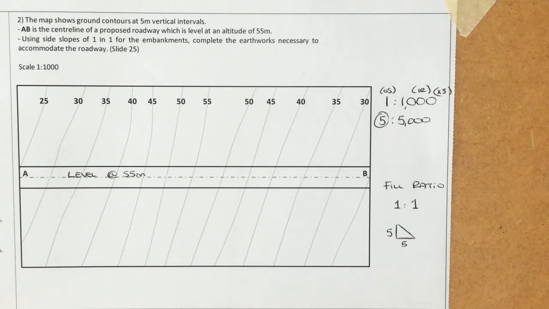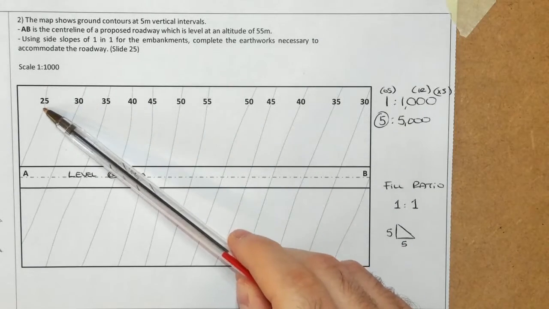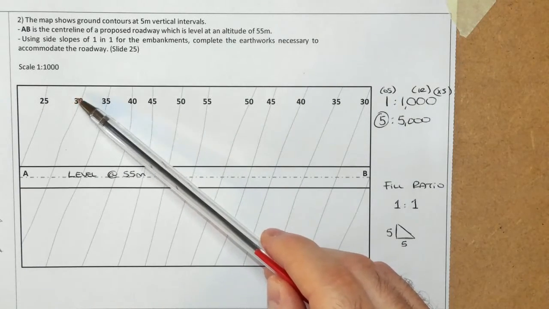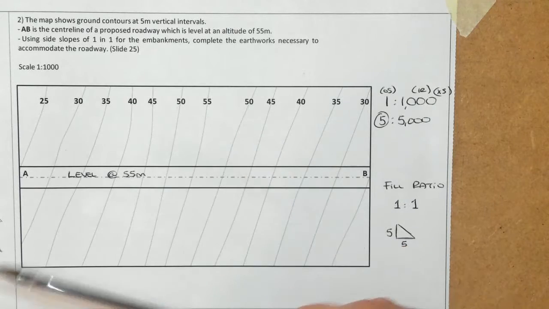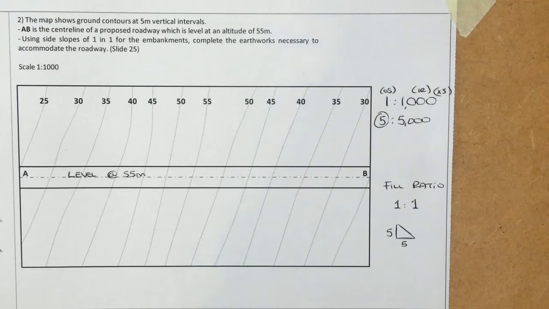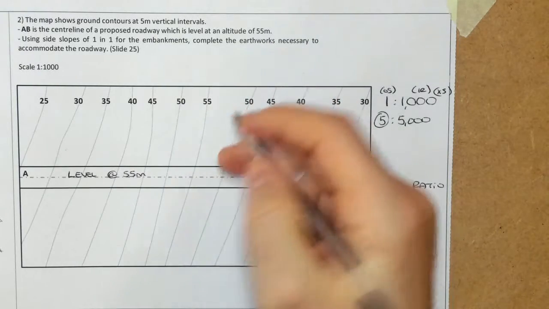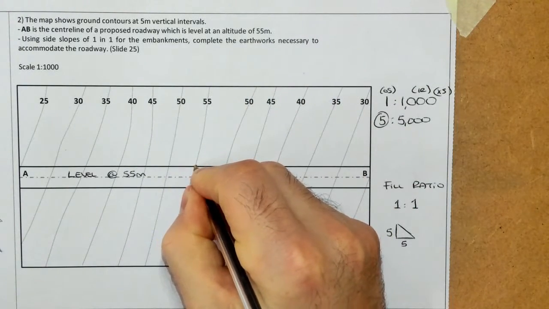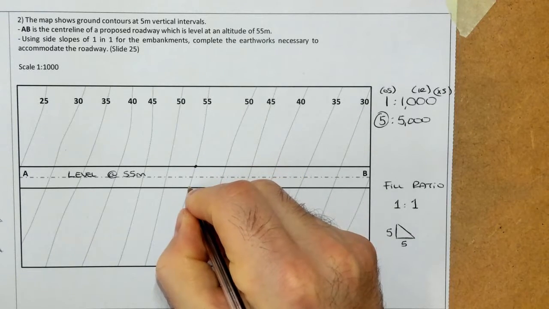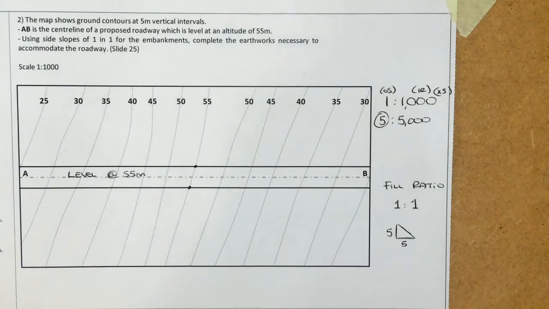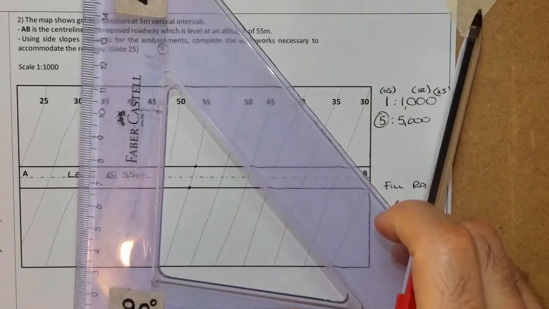So if our road is level at 55, I'm going to look at the land around it, and I can see that the land is all lower. That's why we're doing embankments here, 25, 30, 35, all the way on. First of all, I would always identify if there's anywhere where the road is level with the land, and we can see we have a 55 contour here on the north side of the road, and here on the south side of the road. That's where the land is as high as the road, whereas everywhere else it's a little bit lower.